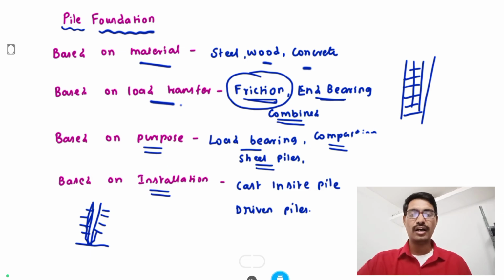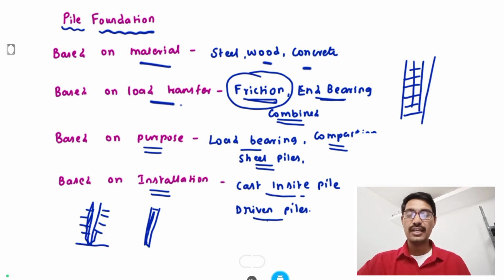So the cast in situ pile. In the cast in situ pile, first we make the bore hole. After the bore hole, the reinforcement cage will be inserted. After that the concrete will be poured into the bore hole. Okay, so that is the cast in situ pile. Next thing is driven piles.